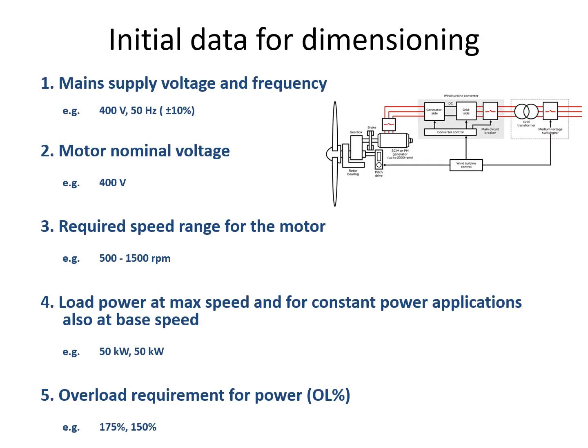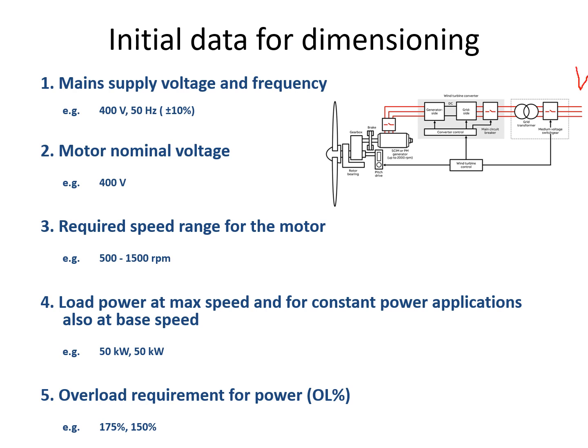So we start with what is needed to start dimensioning. What kind of initial data do we need? Let's take again the same example as in part number 1, the wind turbine, and look into the inputs for our task. It will be mains supply voltage and frequency. This is what we have here on the grid side.